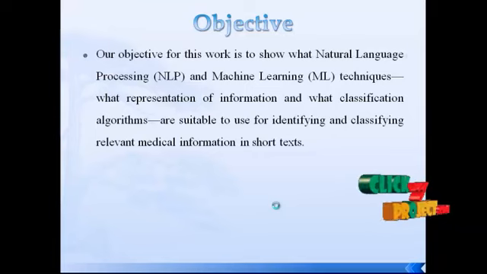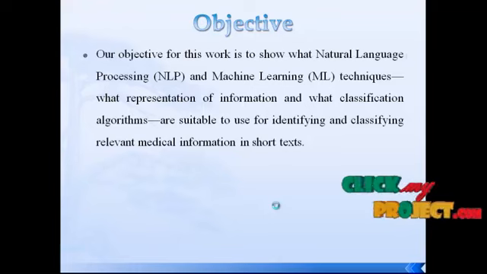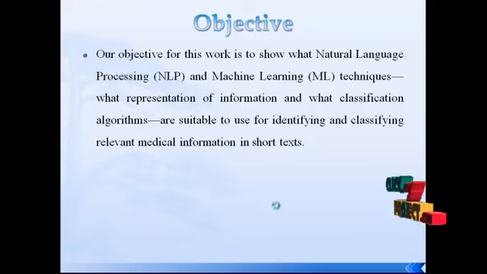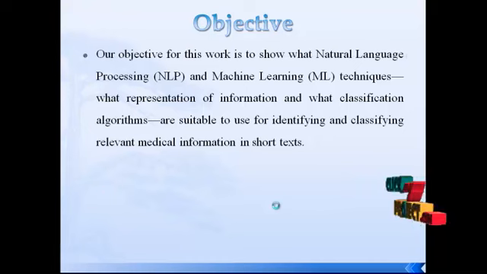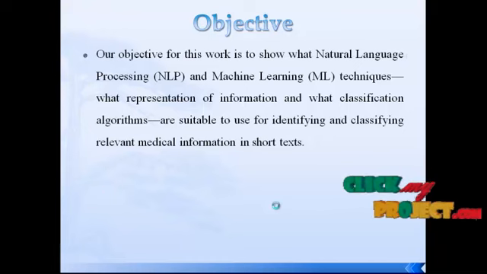Now we are going to see the process of a machine learning approach for identifying disease treatment relations in source text. The core of the process is the application of natural language processing and machine learning techniques, in which the extraction of useful information is represented by means of some classification algorithms, to extract the relevant medical information in the source text.